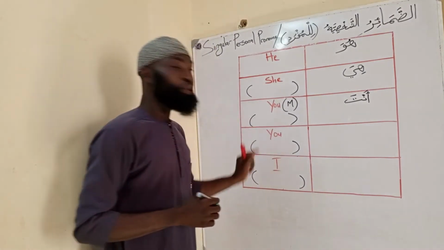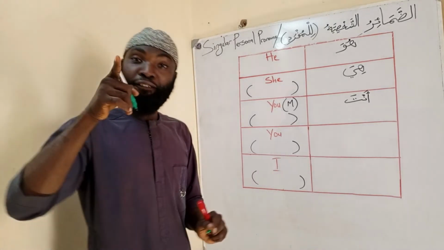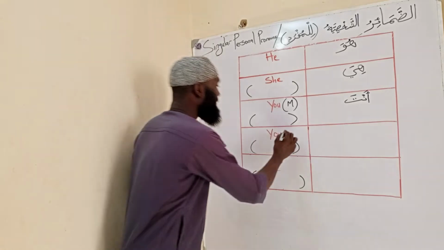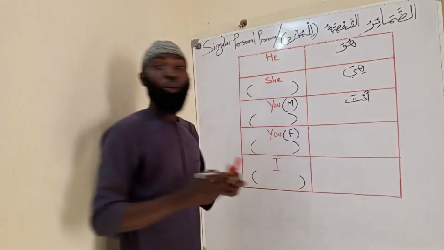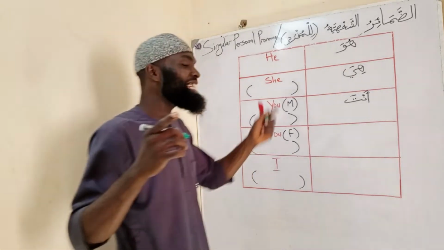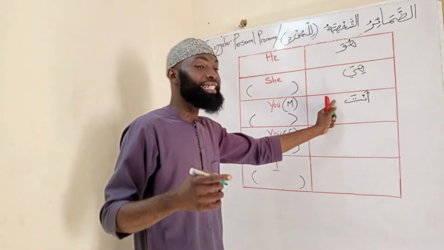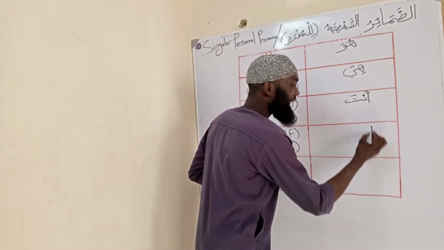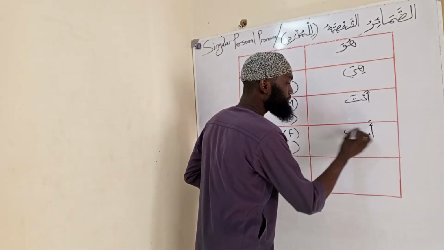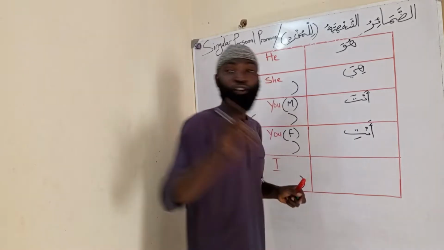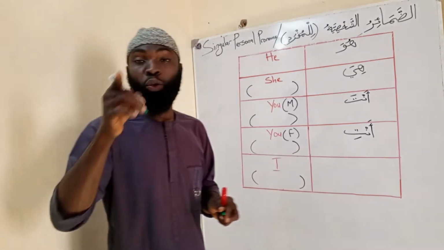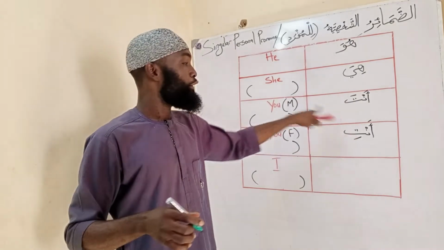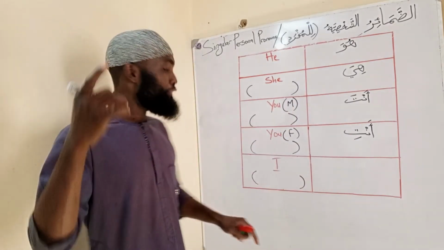Now we move on to the next you, which is for the female you, the second person female singular, and that is you for female. The word to be used is anti. Look at the similarity here. We have anta for you male. Now we have anti for you female. When you are talking to a singular female, you say you. The word to be used is anti. Anta for you male, anti for you female.